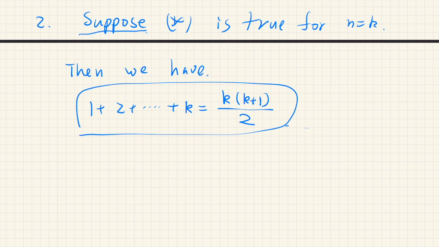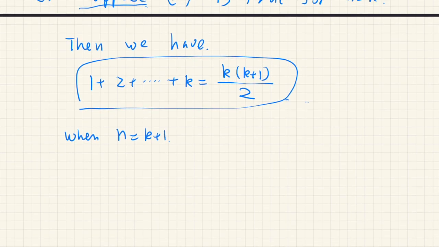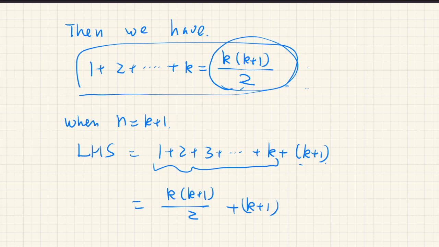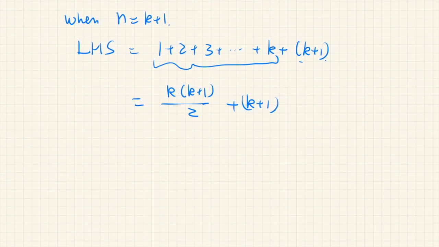Then when n is equal to k plus 1, the left-hand side is equal to 1 plus 2 plus 3 plus and so on, k plus k plus 1. However, the part up to k is equal to this, right? Because by assumption it is equal to k times k plus 1 divided by 2, plus we have the extra k plus 1 here.